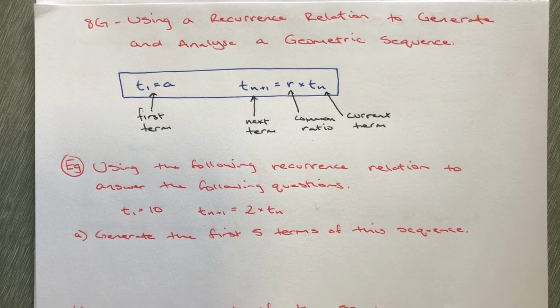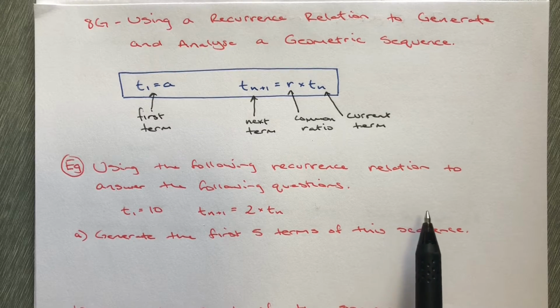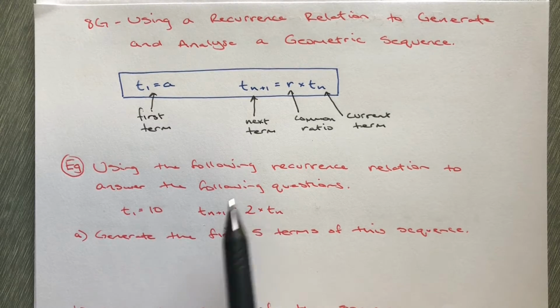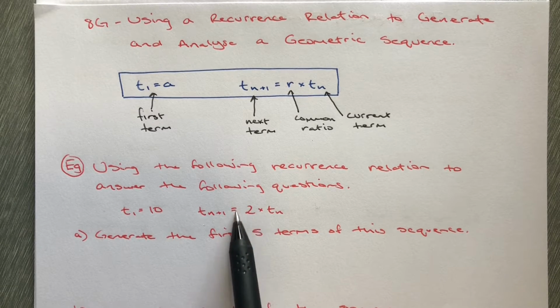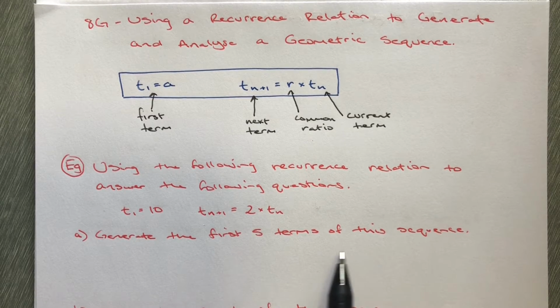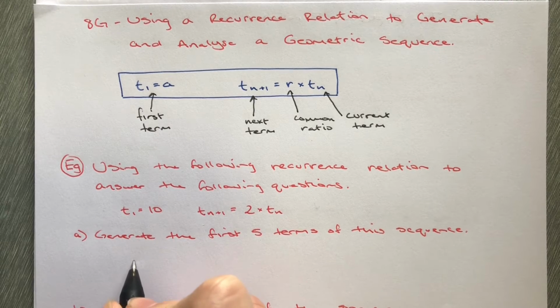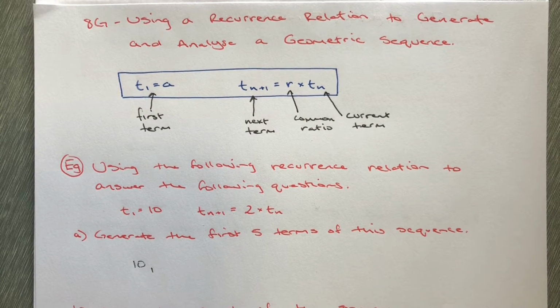All right, use the following recurrence relation to answer the following question. So here's our recurrence relation. We can see that this is our first term, and it's telling us that this is our common ratio here. So we use this to get to the next term. All right, generate the first 5 terms of this sequence. We already know what the first term is. It's 10. We were told that. We just need to work out the rest of them.